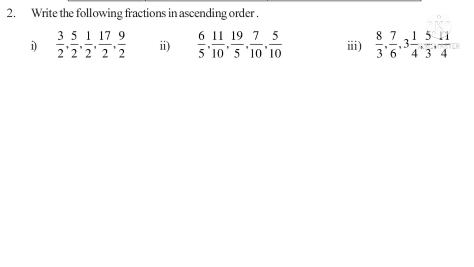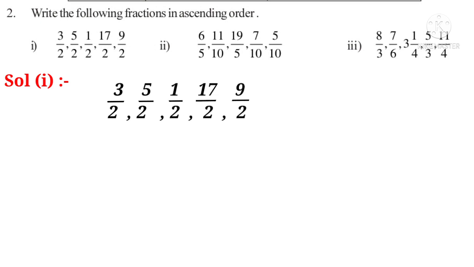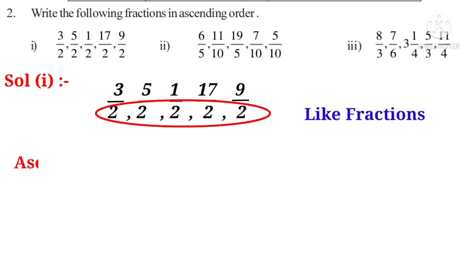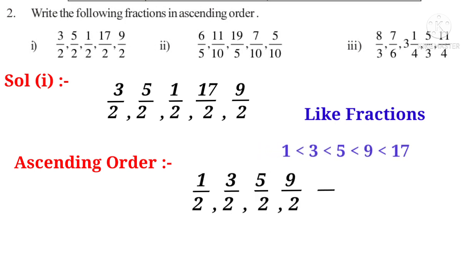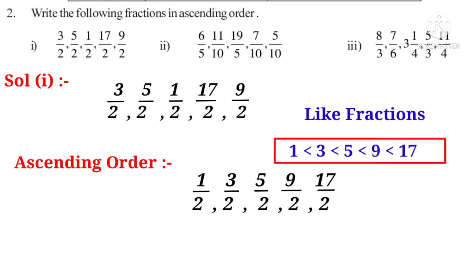Now number 2. Write the following fractions in ascending order. 1, 2, 3. Solution 1: 3 by 2, 5 by 2, 1 by 2, 17 by 2, 9 by 2. Here observe that all the fractions have the same denominator 2, so these are called like fractions. So we can easily write the ascending order of the above fractions by writing the numerators from small to big. So 1 by 2, 3 by 2, 5 by 2, 9 by 2 and 17 by 2.